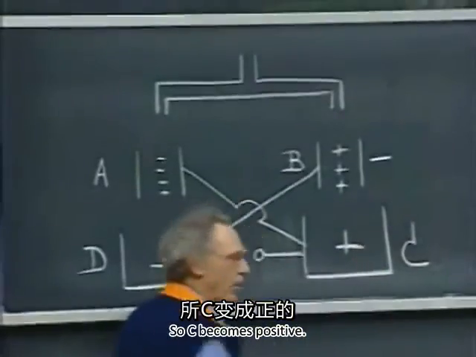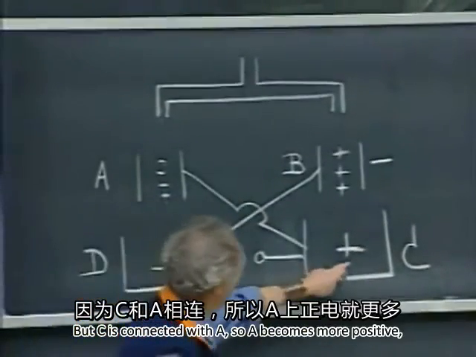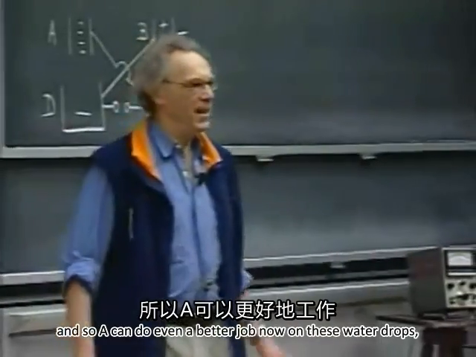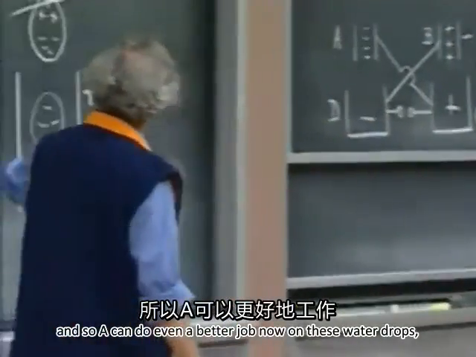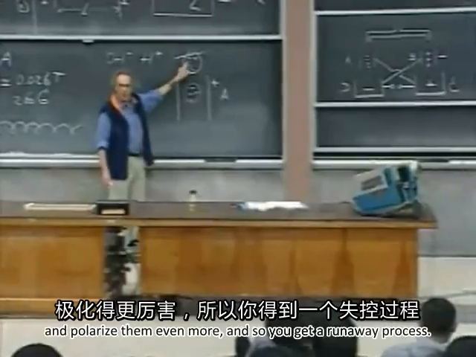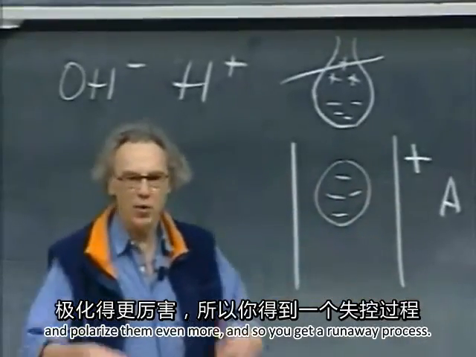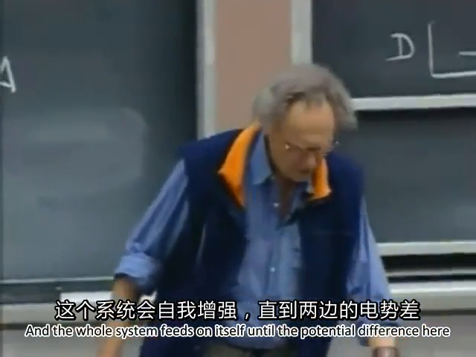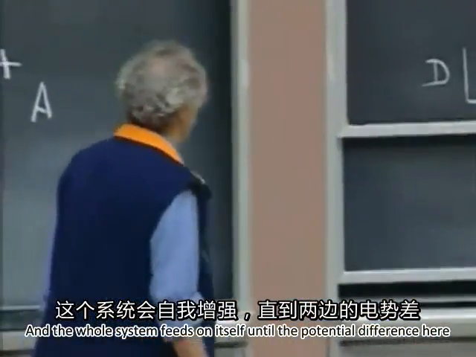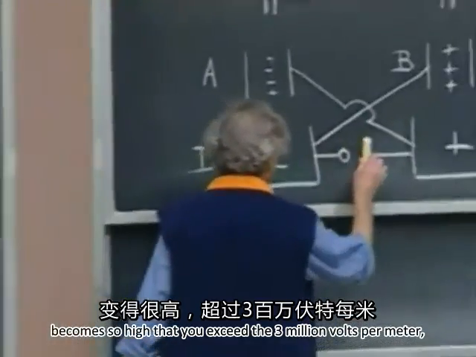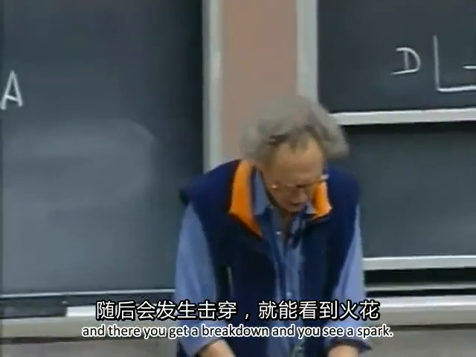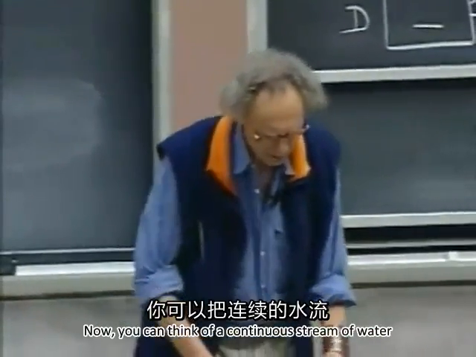So C becomes positive. But C is connected with A, so A becomes more positive. And so A can do even a better job now on these water drops and polarize them even more. And so you get a runaway process. And the whole system feeds on itself until the potential difference here becomes so high that you exceed 3 million volts per meter, and then you get a breakdown and you see a spark.